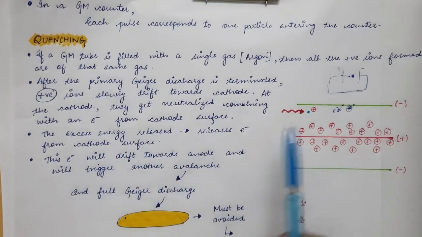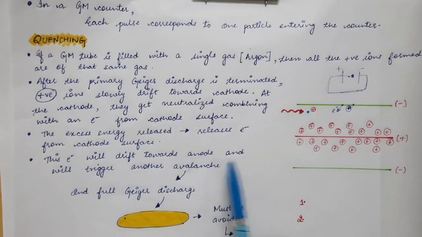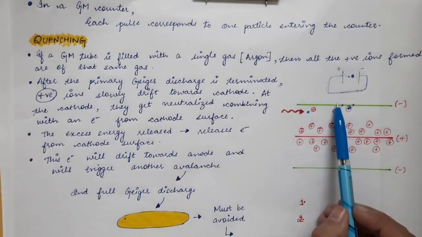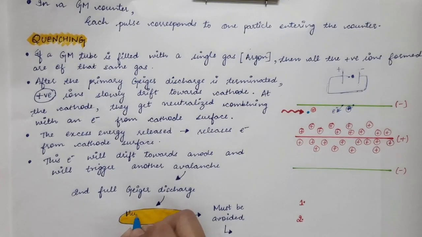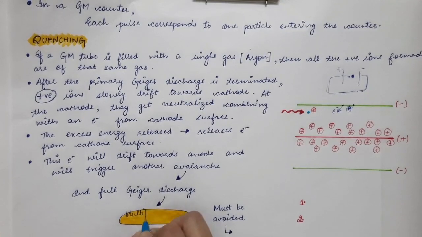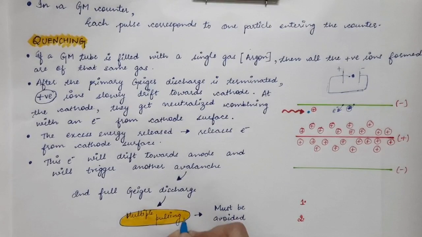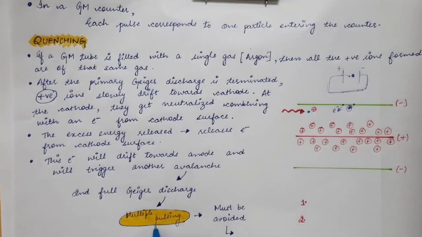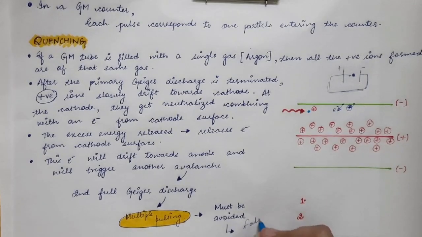This electron which is released from the cathode surface drifts towards the anode, and as it drifts towards the anode, it will trigger another avalanche, meaning another Geiger discharge will occur. So multiple pulsing will occur in that case, and this multiple pulsing must be avoided, and these are the false pulses.